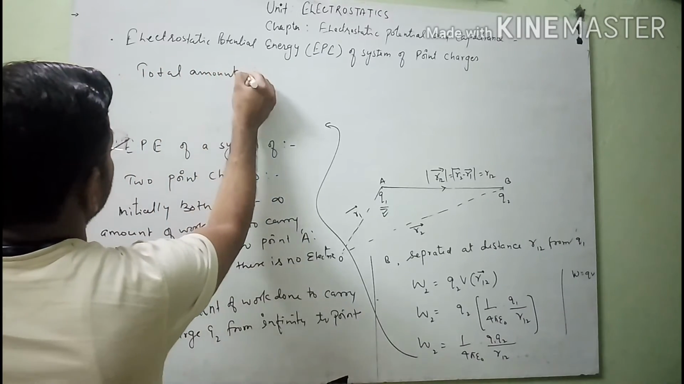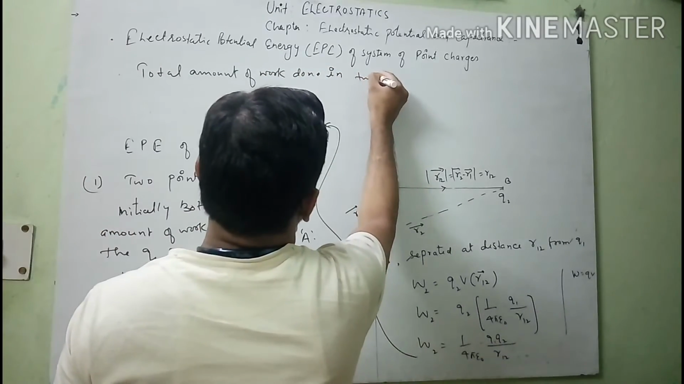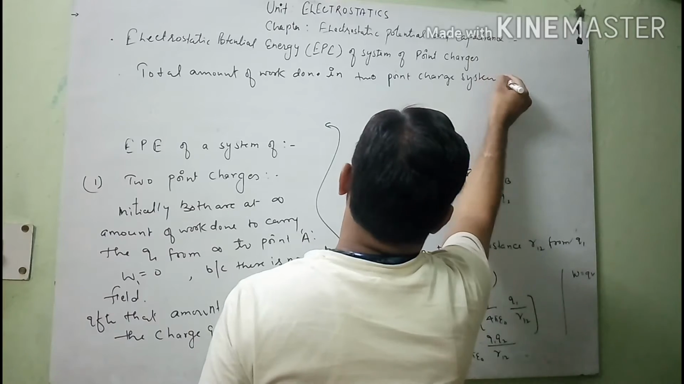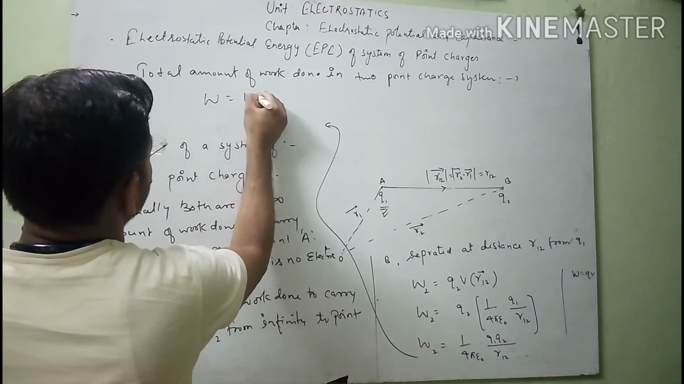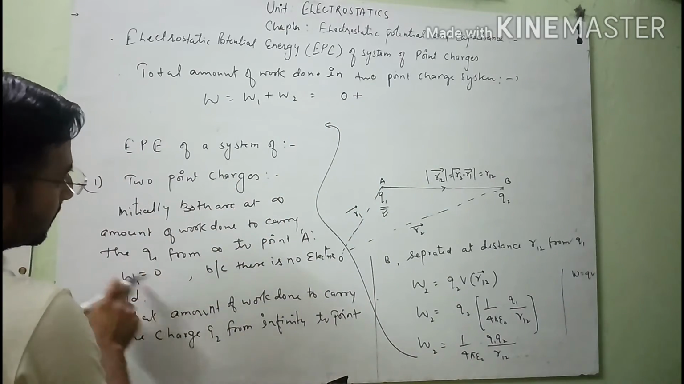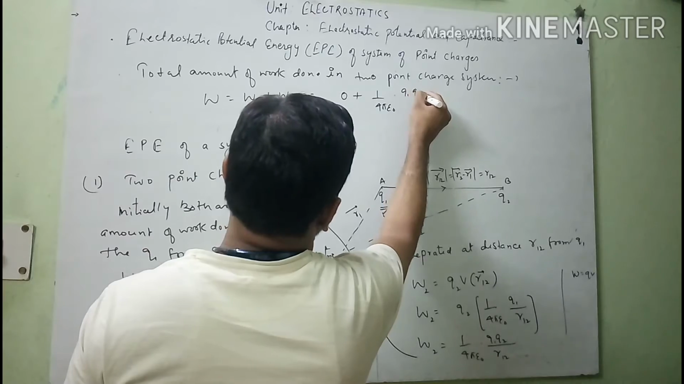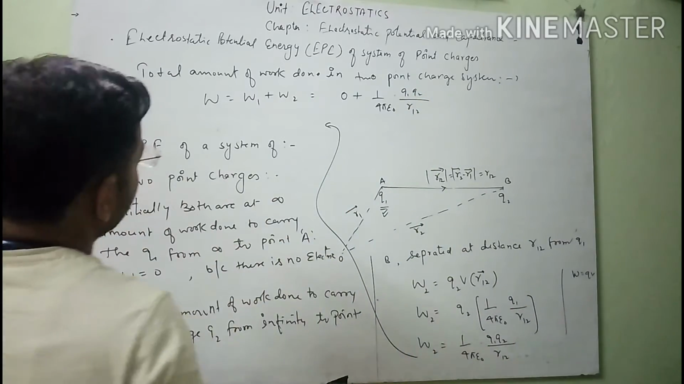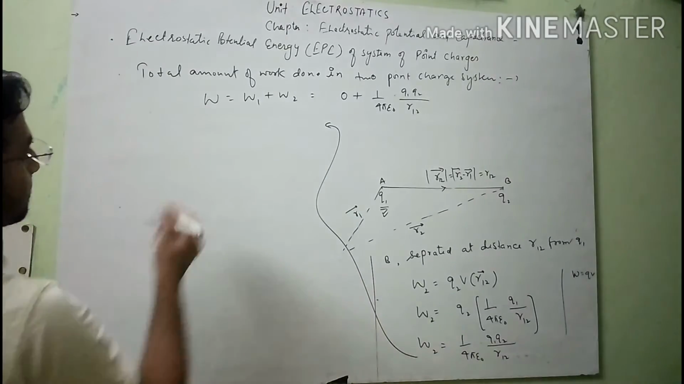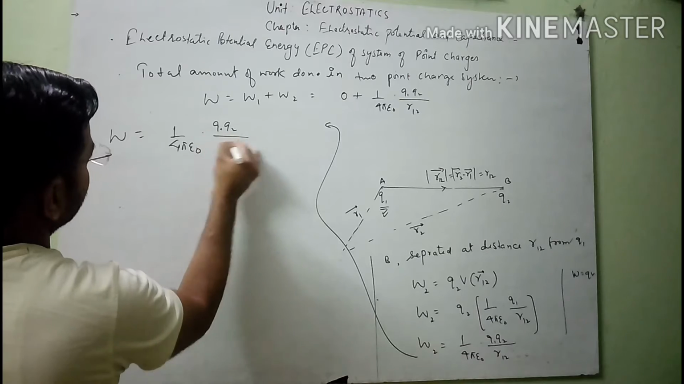Total amount of work done in a 2-point charge system. See here, W is equal to W1 plus W2, and you know that W1 is 0 because when we carry the charge Q1 the amount of work done is 0, and W2 is in front of you, which is 1 over 4 pi epsilon naught Q1 Q2 by R12. So at final you can see that your total amount of work done is W is equal to 1 over 4 pi epsilon naught Q1 Q2 over R12.